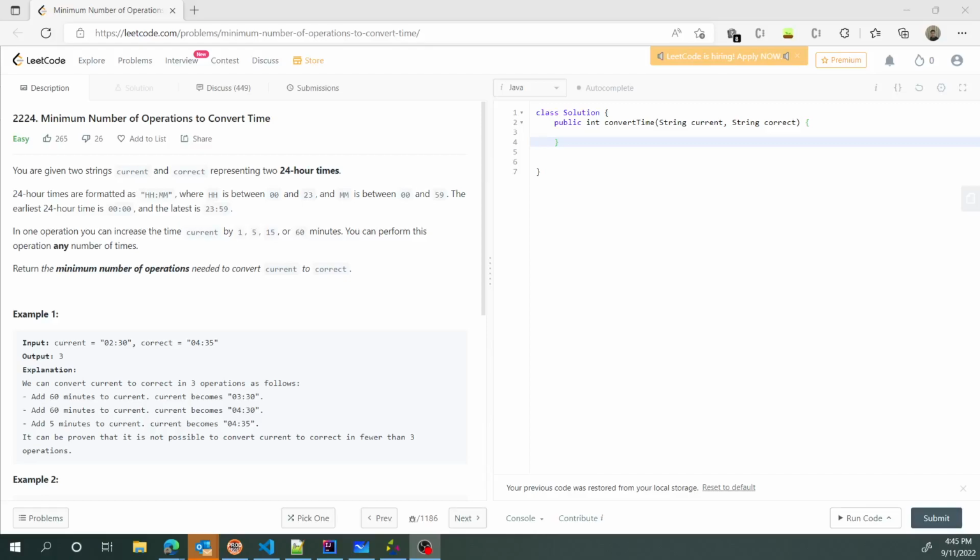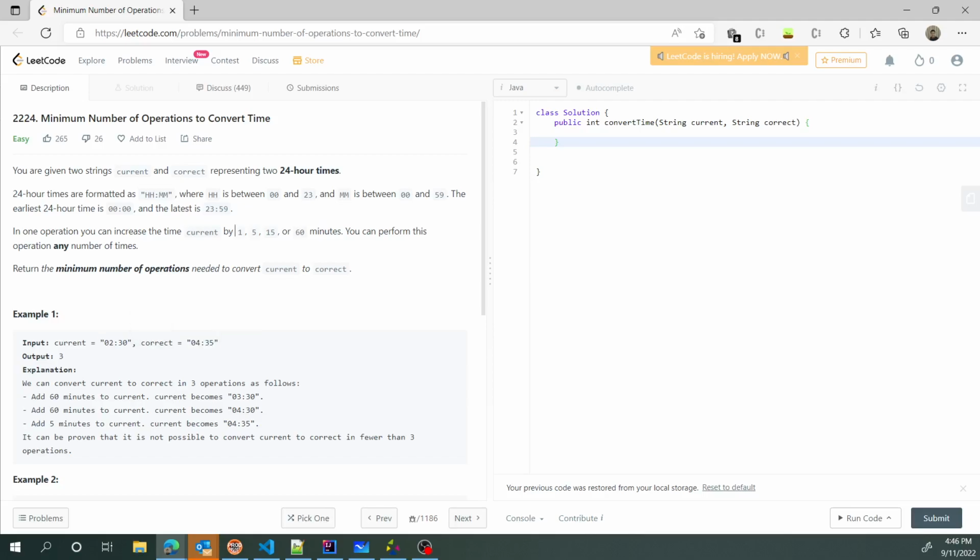Hello guys, today we are doing LeetCode question number 2224, the minimum number of operations required to convert one time to another time. You are given two different times, the current time and the correct time, and you need to find the minimum number of operations required to change the current time to the correct time. In the example, you are given 02:30 and you have to convert it into 04:35.